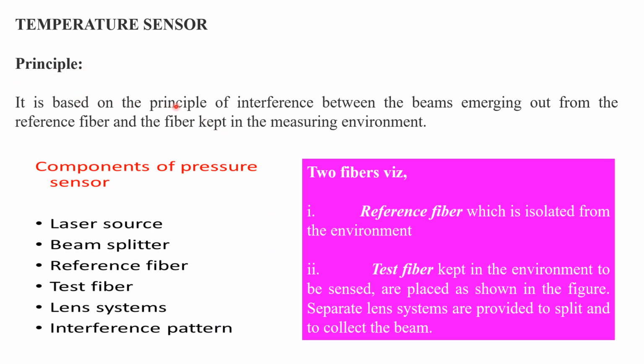What is the principle of this temperature sensor? It is based on the principle of interference between the beams emerging out from the reference fiber and the fiber kept in the measuring environment. Here two fibers are used. One is called a reference fiber, another is called a test fiber. The reference fiber is isolated from the measuring environment, whereas the test fiber is kept in the measuring environment to be sensed, as shown in the figure. Separate lens systems are provided to split and collect the beam.